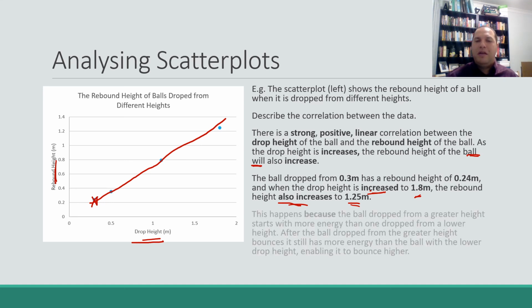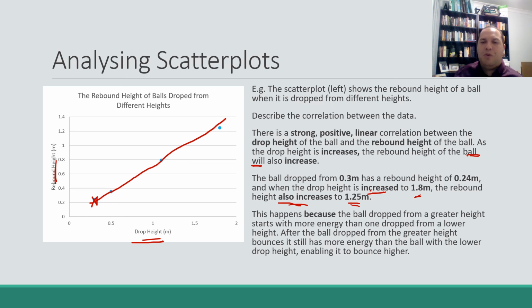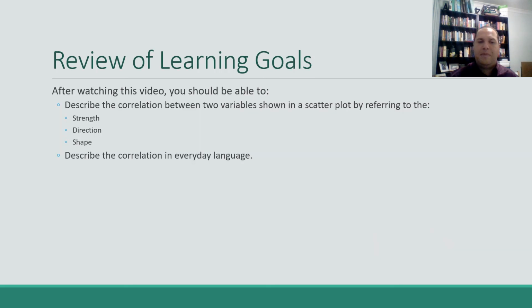it's showing the evidence for our conclusion. Now, if we're explaining it, again, we just want to see the cause and have a nice clear reason. In this case, it makes sense. This happens because the ball dropped from a greater height starts with more energy than one dropped from a lower height. And then after the ball dropped from the greater height bounces, it still has more energy than the ball that started off at a lower height. So it means it can bounce higher because it's still got more energy. Doesn't have to be long, but that's a clear explanation, couple of sentences there.